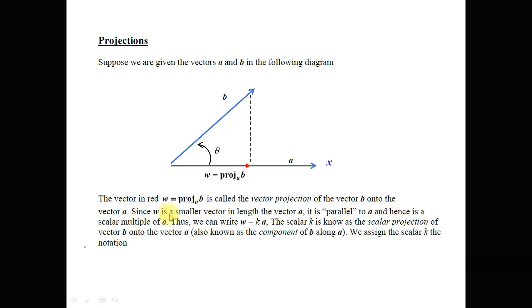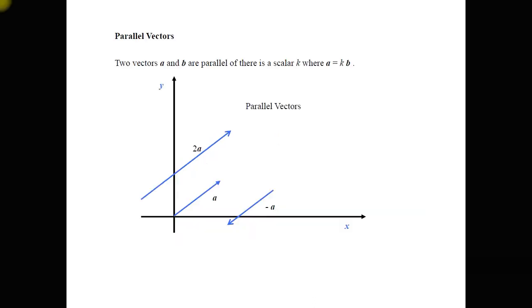Since W is a smaller vector in length than the vector A, it is parallel to vector A, and hence is a scalar multiple of vector A. As I have already told you in the previous slide, this is a vector A and this is vector 2A. The length of this vector is greater than the length of this vector. So these two vectors are parallel.